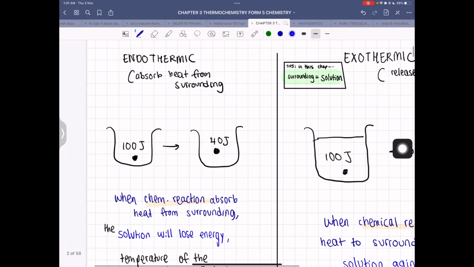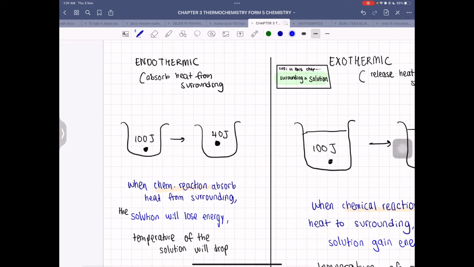Okay, so let's take an example here. Endothermic absorbs heat from the surroundings, so from 100 joules it becomes 40 joules. So when a chemical reaction absorbs heat from the surroundings, endothermic happens, and the solution will lose energy because the reaction is absorbing heat. The solution inside the beaker will lose energy. So when it loses energy, the temperature of the solution will drop.